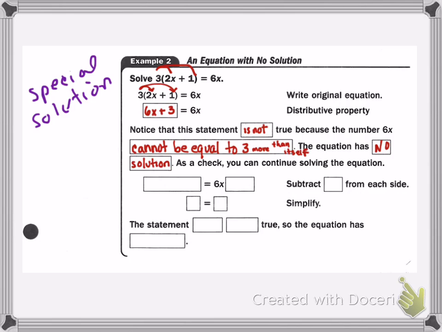Now, we could continue solving. So we got 6x plus 3. If we wanted to get variables to one side, we would subtract 6x from both sides. So we can say, all right, subtract 6x from both sides. And we would continue, and that would give us 3. And then these two would cancel each other out, equals 0. And of course, the statement 3 equals 0 is not true. So again, when you get something like that, it means that the equation has no solution.